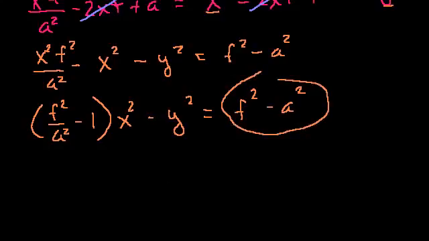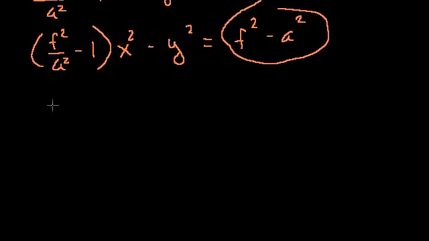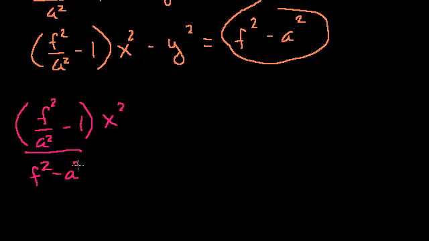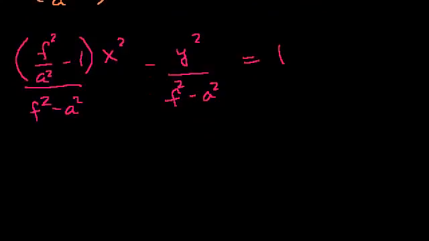And we get, and this should start to look familiar, we get f squared over a squared minus 1 x squared divided by f squared minus a squared minus y squared over f squared minus a squared is equal to 1. Right? I divided both sides by this, so I just get a 1 on this right-hand side. Let's see if I can simplify this. If I multiply the numerator and the denominator by a squared, right? As long as I multiply the numerator and the denominator by the same number, I'm just multiplying by 1, so I'm not changing anything. So if I do that, the numerator becomes f.